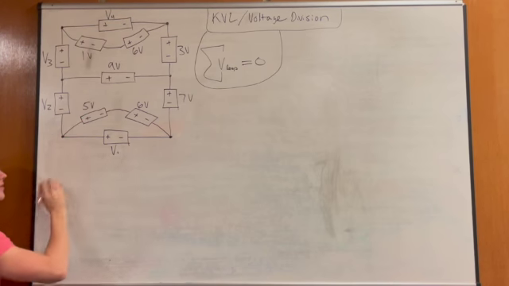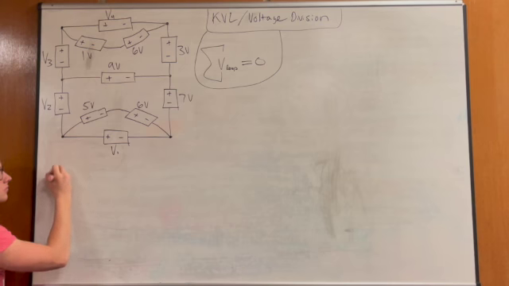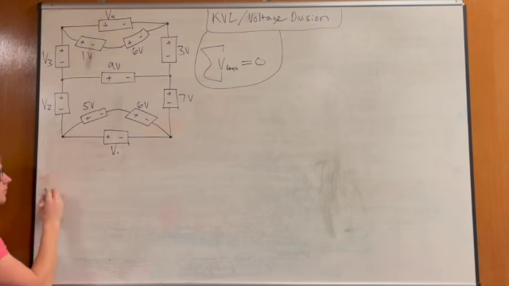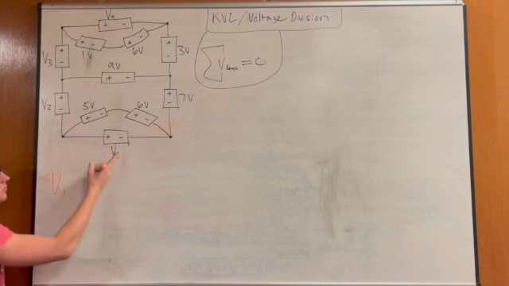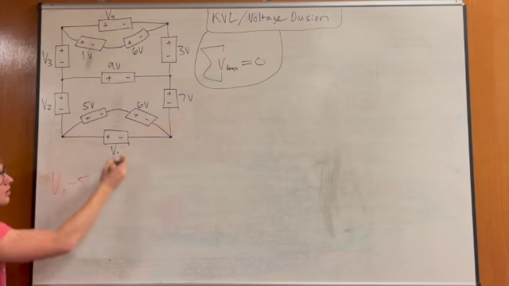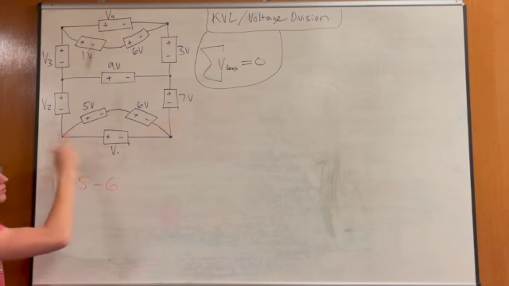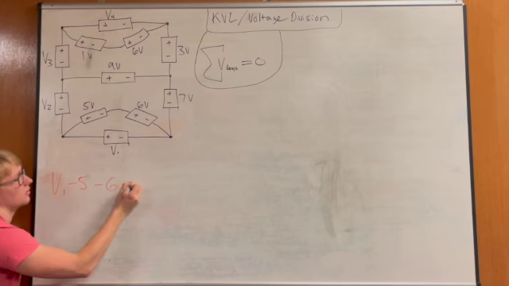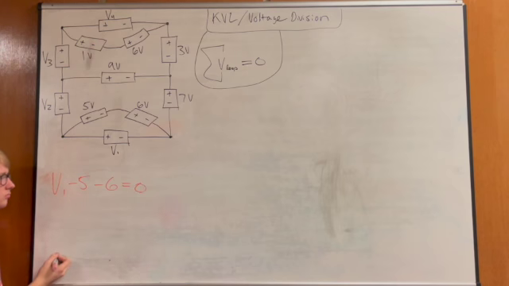And so a positive V1 minus 5 volts minus 6 volts equals 0. So that means V1 equals 11 volts. Pretty easy, the first one.